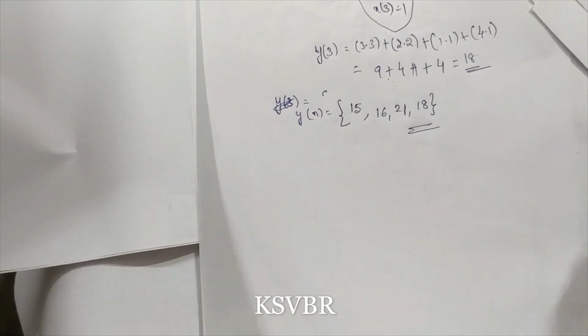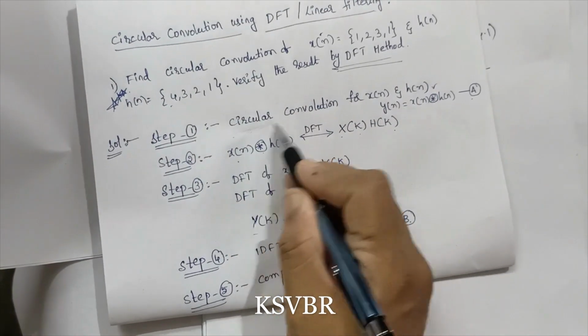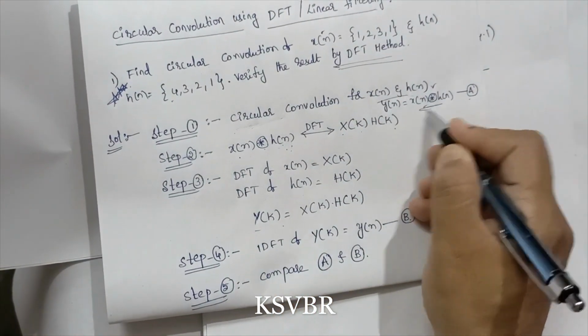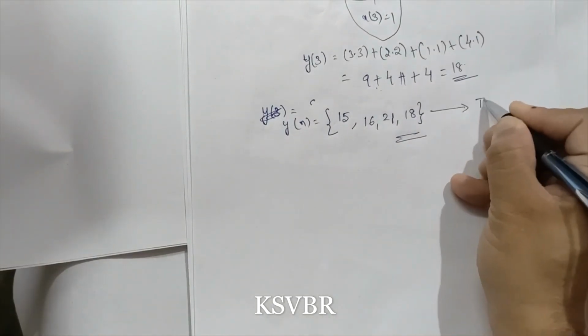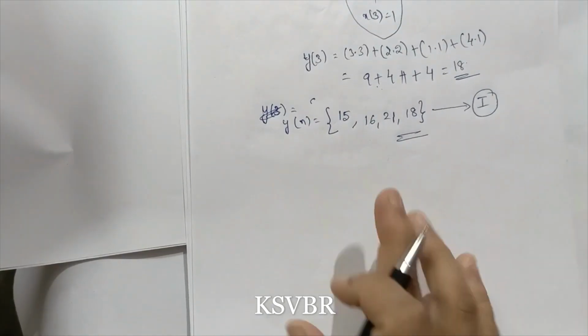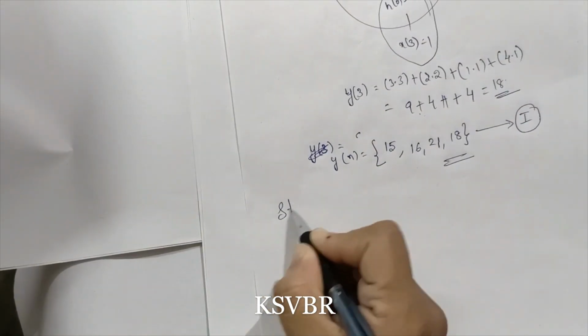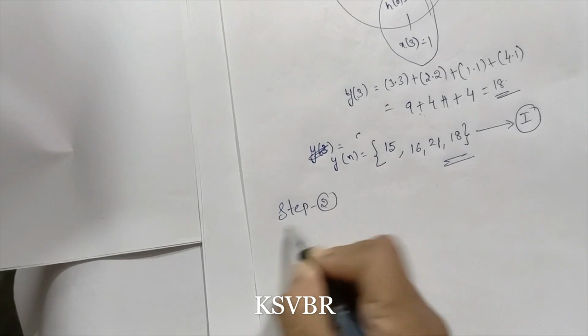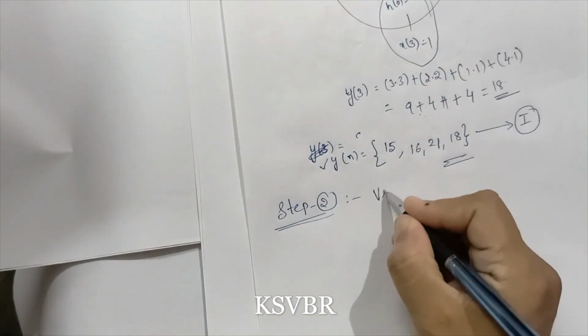So now the step 1 is finished. So that circular convolution for x of n and h of n we have found out. And now we are having y of n. Treat this as equation 1. Now we have to find DFTs. That means we have to verify. Circular convolution is done. Now verification part is left.